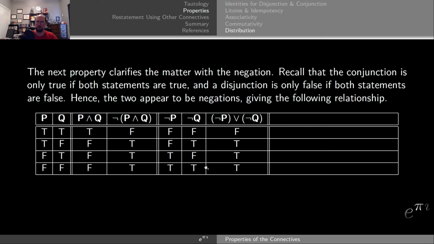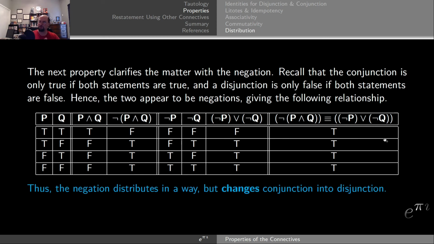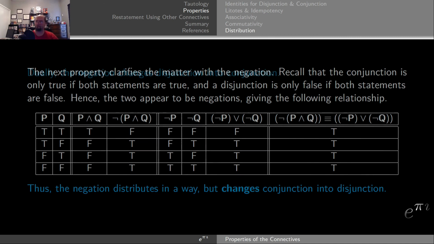And I now look at this column and this column, and I see that they are indeed identical. So when I look at the equivalence, false is equivalent to false is a true statement. True is equivalent to true is also a true statement, giving me the tautology. Thus, indeed, the negation distributes in a way. It changes conjunction into disjunction along the way, which is why we use the V and the wedge symbols, because the negation flips one into the other one.